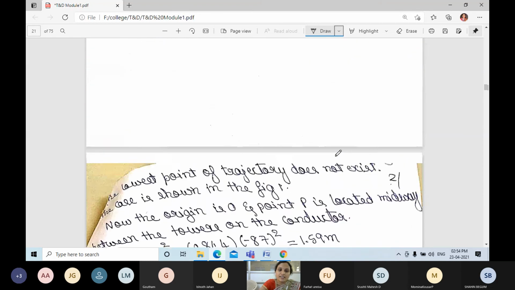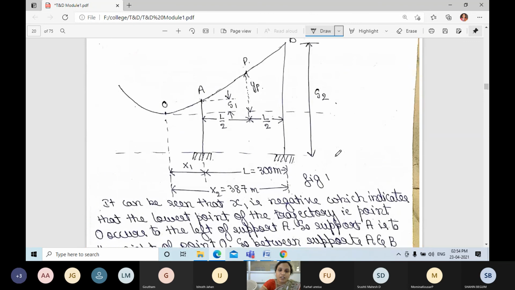They are finding the distance xp, that is from here to here. What is the distance? This is x1 and here x2 is 387. This is L. And what about the distance from here to here? This is nothing but xp.